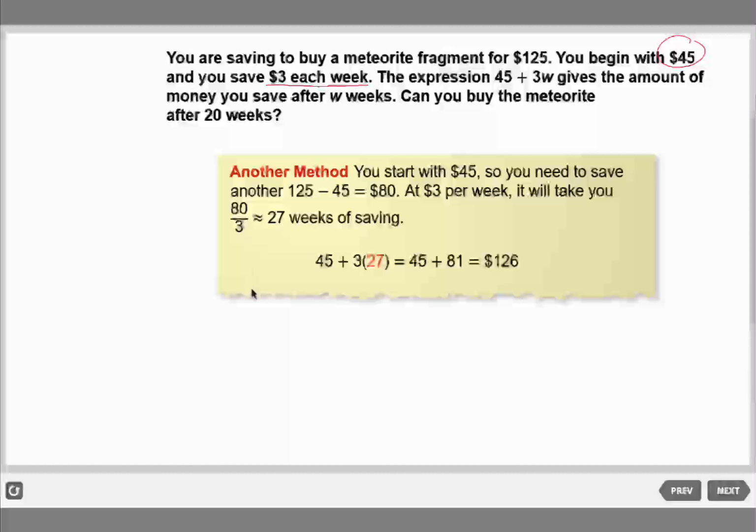You can check your work by substituting 27 for W in the expression. 45 plus 3 times 27. 3 times 27 is 81. 45 plus 81 is 126. So you need 27 weeks to get $125, to get enough money to buy what you need to buy.